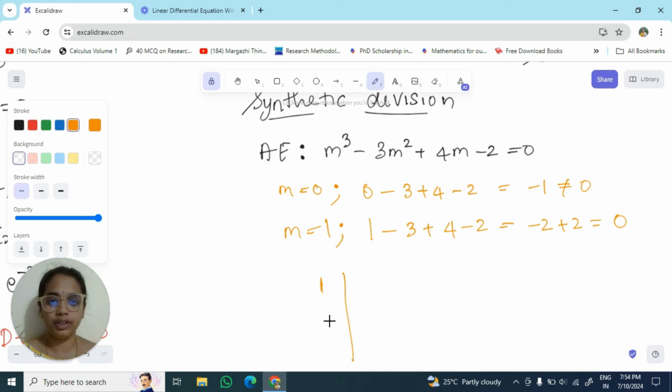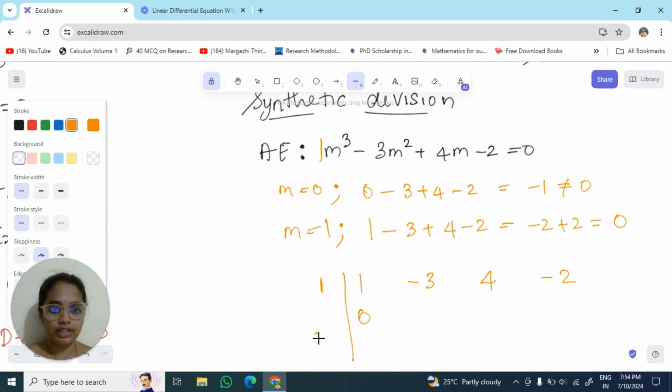Write down 1 over here. Write down all of the coefficients, right? Coefficient of m cube is 1, coefficient of m square is negative 3, then 4 and negative 2. Write down a 0 over here, right? Yes, so let us just solve this.